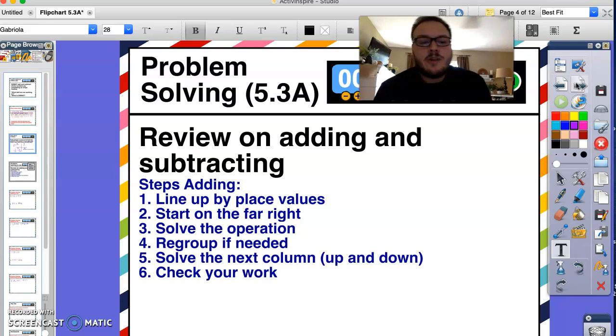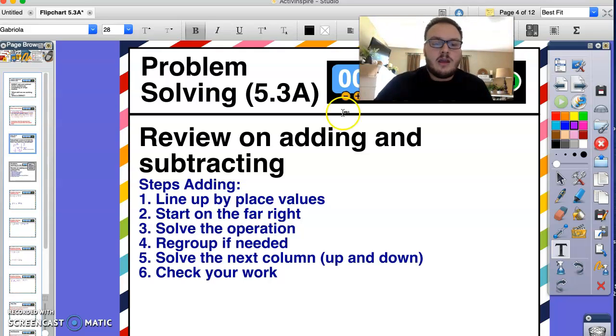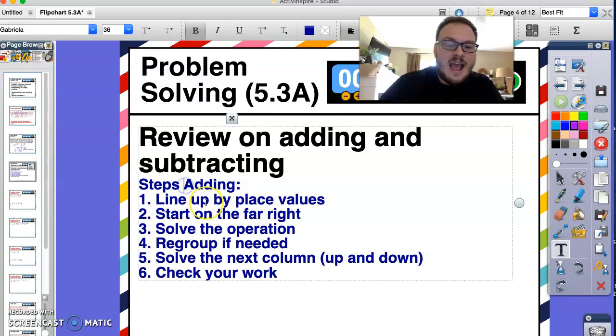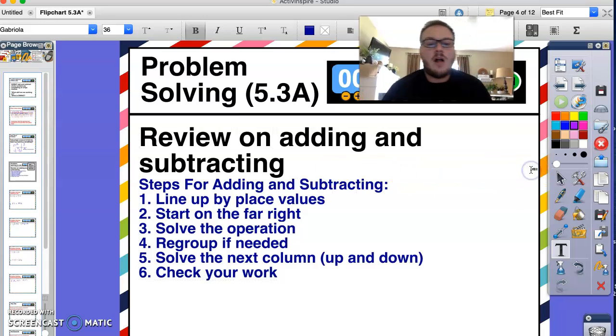Next, we are focusing on our steps for problem solving. And I'm sorry, this should be steps for adding and subtracting. And your steps go as follows. You line them up by their place values. You're going to start on the far right. You're going to solve the operation for the column. And in this case, it's all either going to be addition or subtraction. You're going to regroup if you need to. Move to the next column. And remember, columns are up and down. And then you're going to check your work. That's all the steps you need to know for adding and subtracting. And again, feel free to go back to this slide.